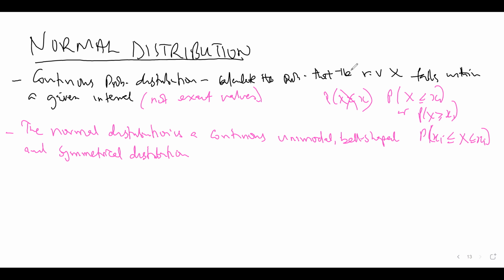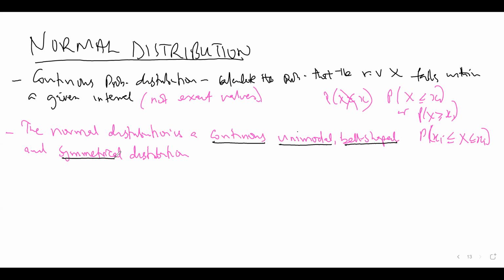So that's the shape. First, we have talked about the variable itself being continuous. It's not discrete. Then it is unimodal. Unimodal means that it has only one modal value. It is bell-shaped. So here we're just talking about the shape.